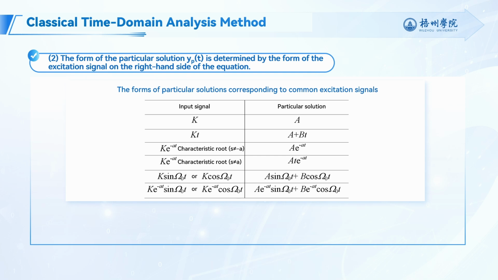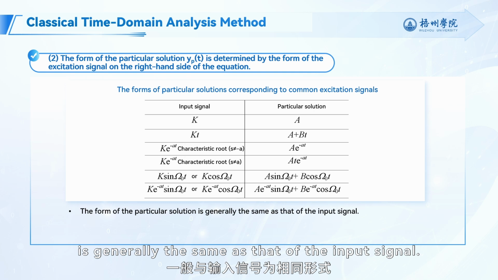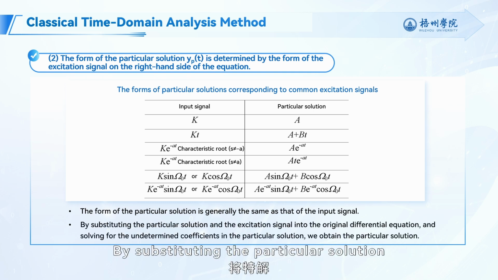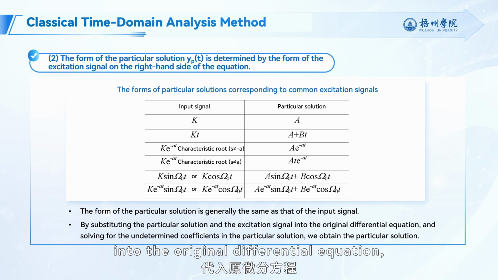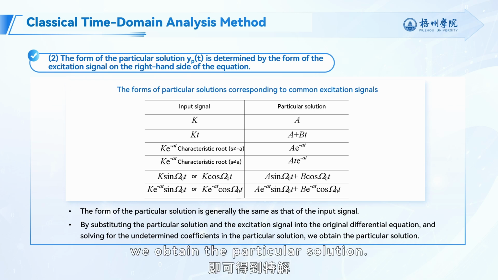From the table, we can see that the form of the particular solution is generally the same as that of the input signal. By substituting the particular solution and the excitation signal into the original differential equation, and solving for the undetermined coefficients in the particular solution, we obtain the particular solution.